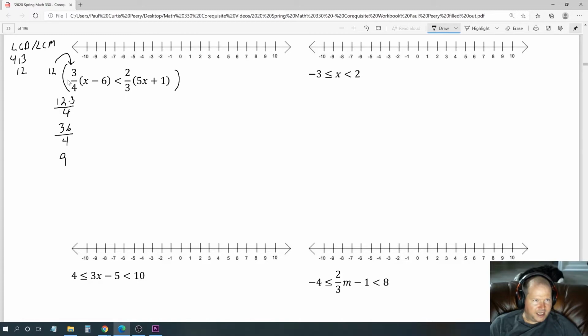Or you could cancel some of these out. For instance, you could say 12 over 1 multiplied by 3 over 4. You could divide both the 12 and the 4 by 4. 12 divided by 4 is 3. And then you'd have 3 times 3 is 9. So either way, you're going to get the same thing. All that was just to simplify the fraction.